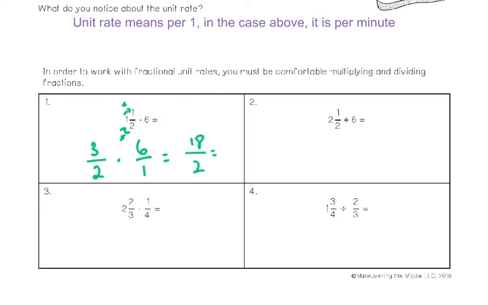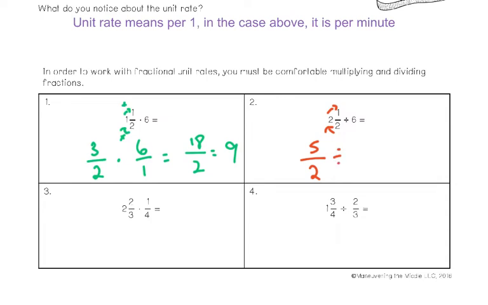You can simplify that because 18 divided by 2 is 9. So your answer would be 9. Let's do the same thing for number 2. We don't multiply with mixed numbers. I like to multiply with improper fractions. So that means I want just a top and a bottom. So I want to multiply and then add. So I'll go around the world. 2 times 2 is 4, plus 1 is 5. So I have 5. Keep the denominator 2.